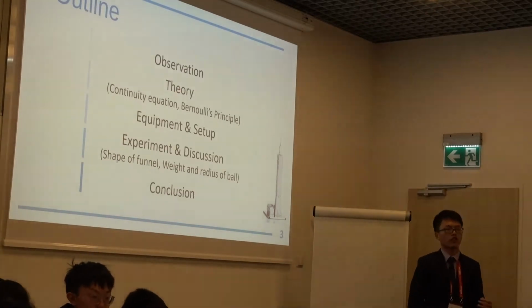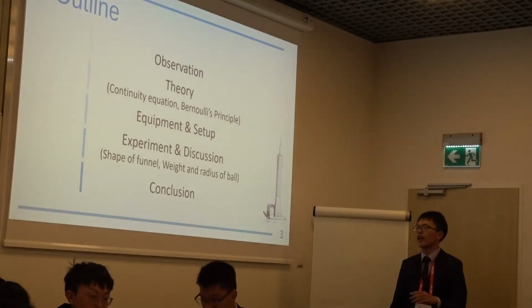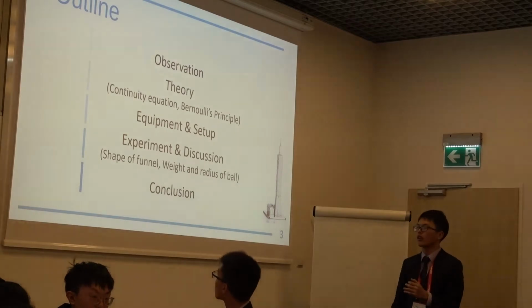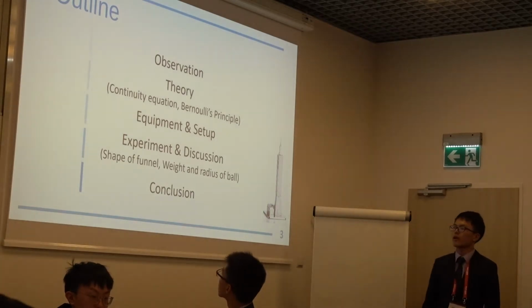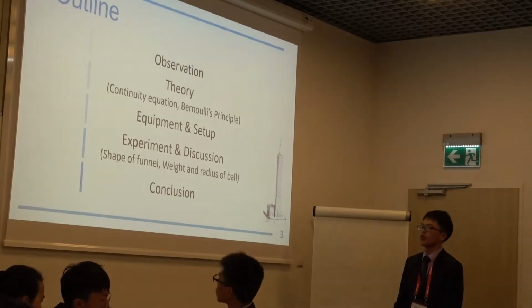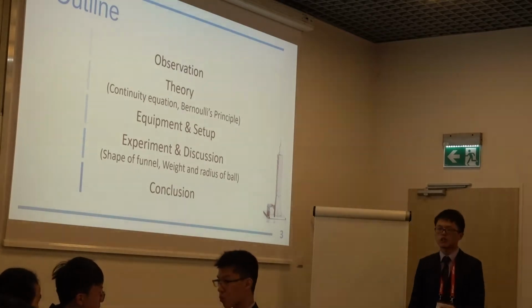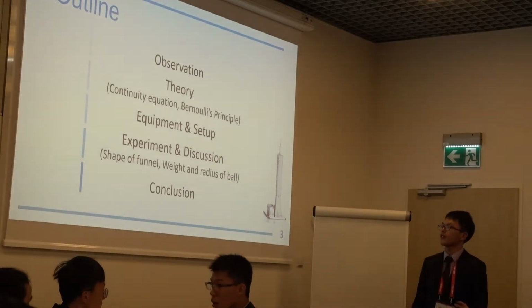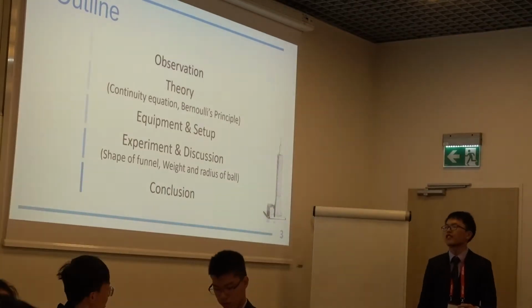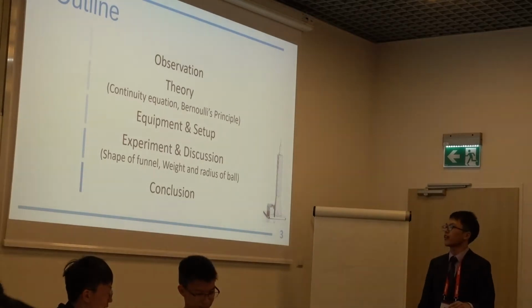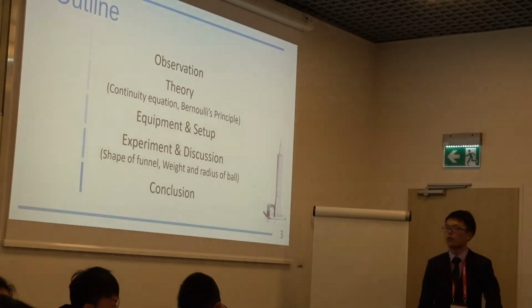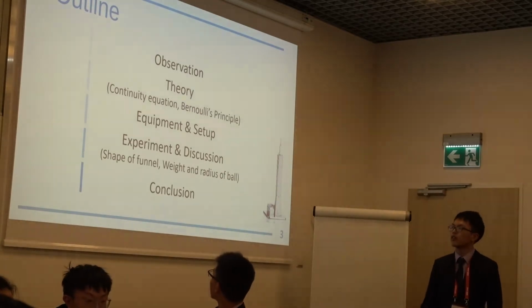So this will be my presentation outline. First, I will show you my observation video, like how the light bulb is picked up, and also I'm showing the experimental method and the observation video. And third, I'll be explaining how I use the continuity equation and the Bernoulli principle, and measuring the minimum flow rate to pick up the bulb. The equipment and the setup part covers the equipment and the setup we use, and the experiment and the discussion will be discussing the shape of the funnel, the weight and the radius of the bulb, and also the gap between the funnel and the bulb. And that will be my conclusion.